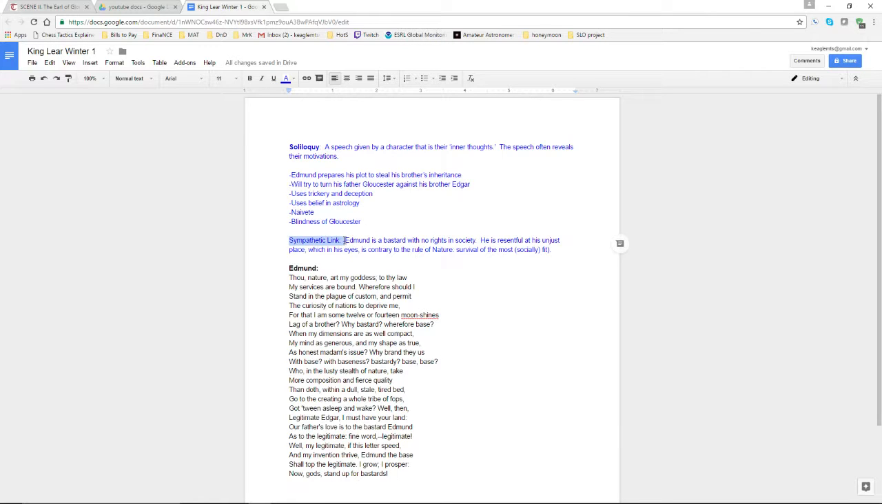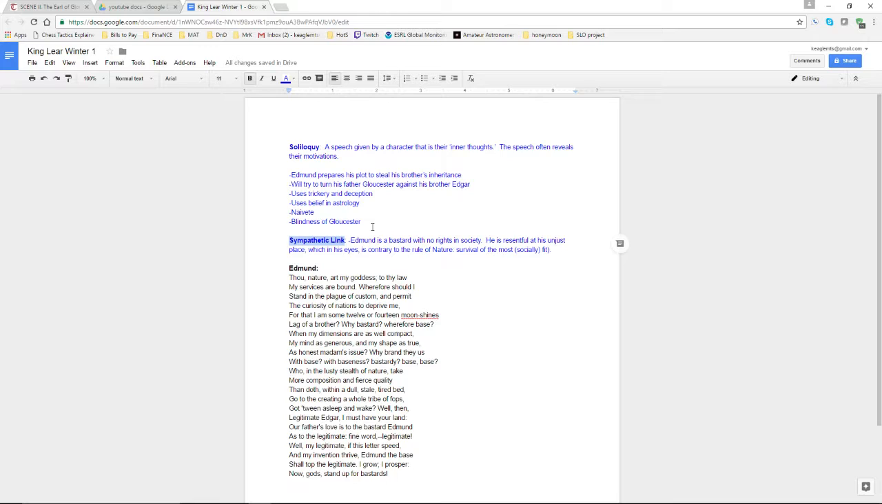Now, even though Edmund is a, quote, evil character, we do have what I'm calling a sympathetic link. Edmund is a bastard in a society that gives no rights to bastard sons. So Edmund is basically out of luck in terms of his place in society. There's no way for him to move up. There's no mobility. He's the bottom rung and will always be.